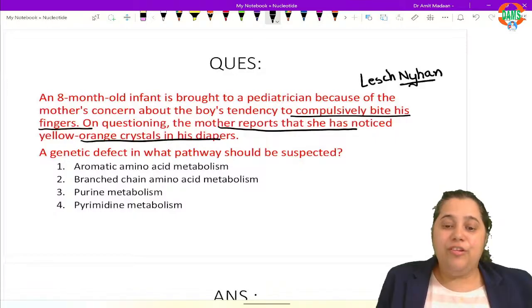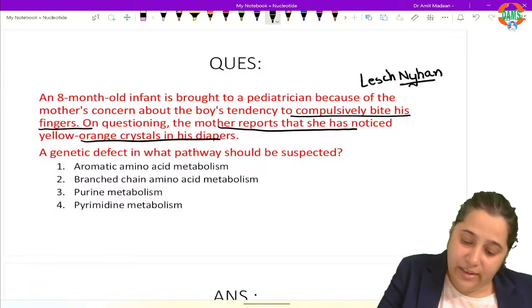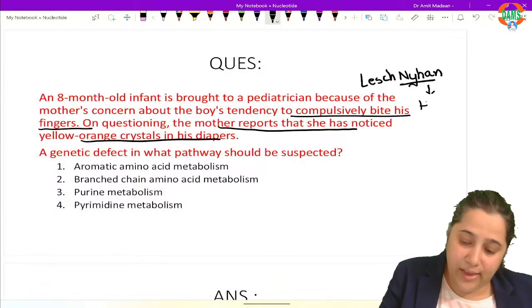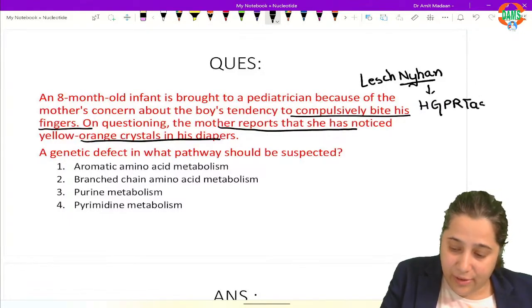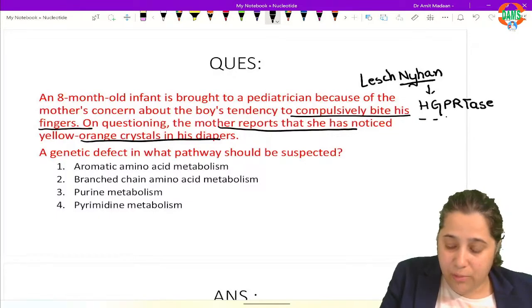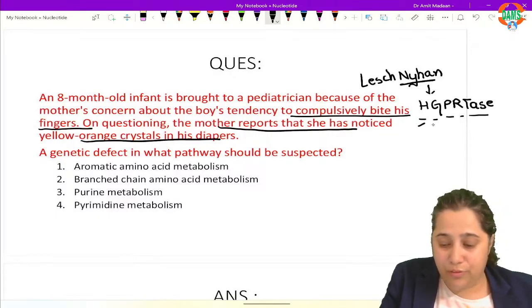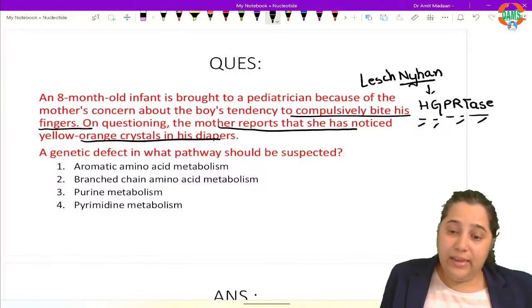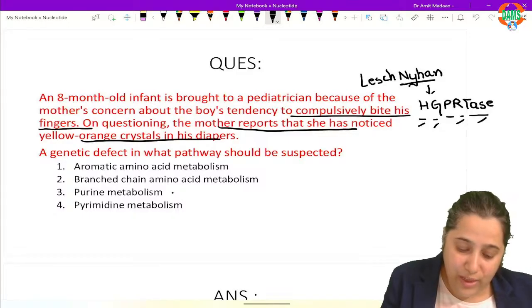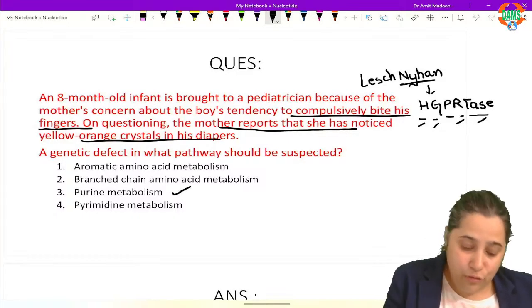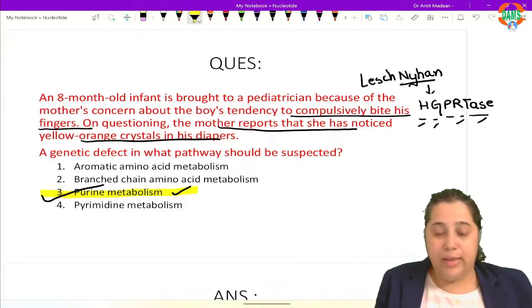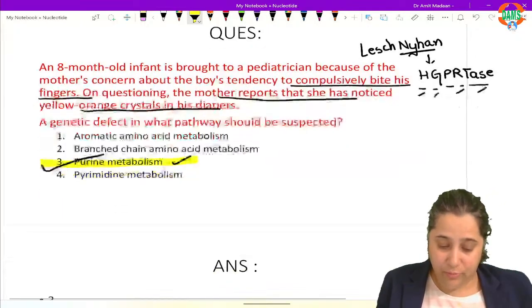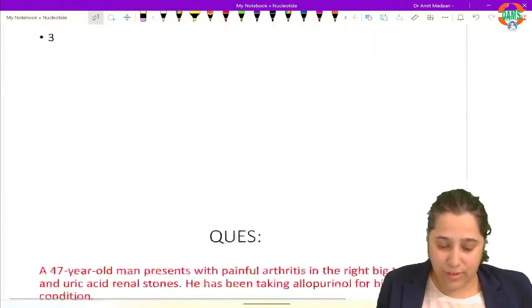Lesch-Nyhan is a genetic deficiency, a defect of the enzyme HGPRTase. It's an X-linked disorder. HGPRTase stands for hypoxanthine guanine phosphoribosyl transferase, and this is an enzyme of the purine salvage pathway. So it is an enzyme of purine metabolism. So the answer is 3 or C.